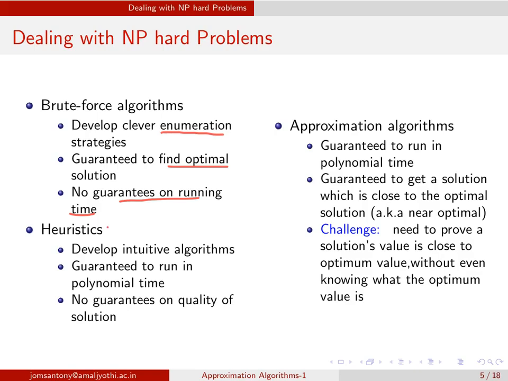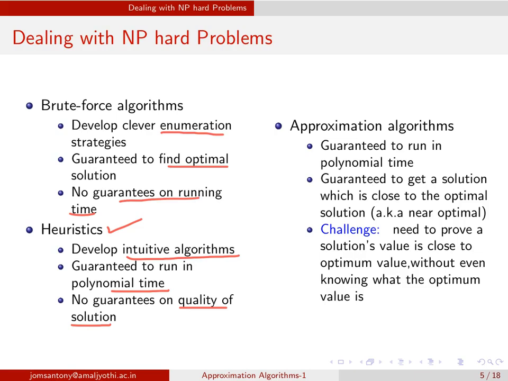Another way is to apply some heuristics. Heuristics is about applying intuitive algorithms which are guaranteed to run in polynomial time. The problem here is that you don't have any guarantees on the quality of the solution. It means that for some instances of the problem, the heuristic algorithm may work well, but for some other instances of the problem, it may not work well.